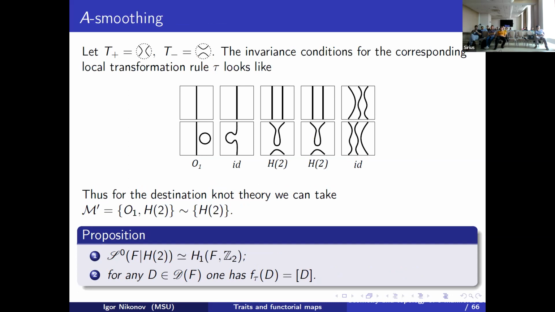And next, we can take a smoothing. The invariance gives us the set of moves, and the corresponding functorial map gives the homology classes modulo 2 of the diagram.